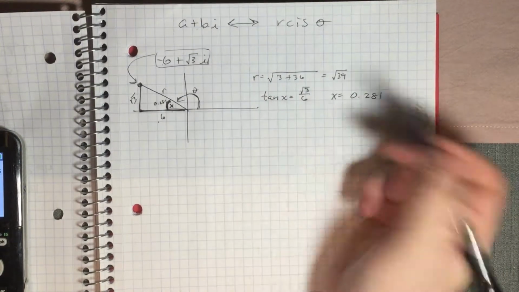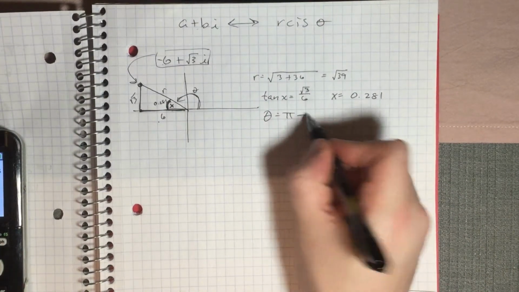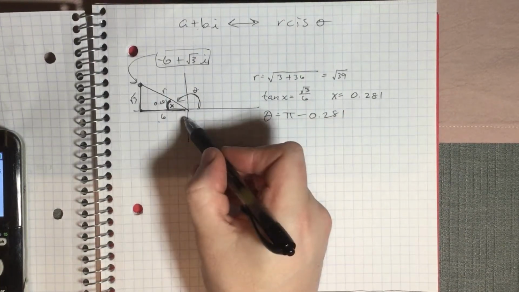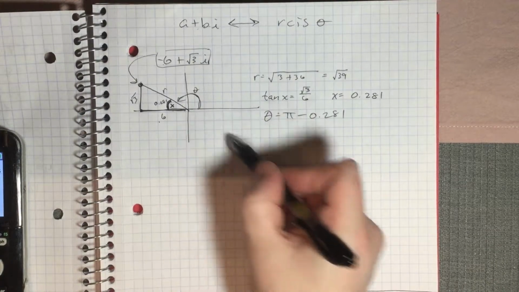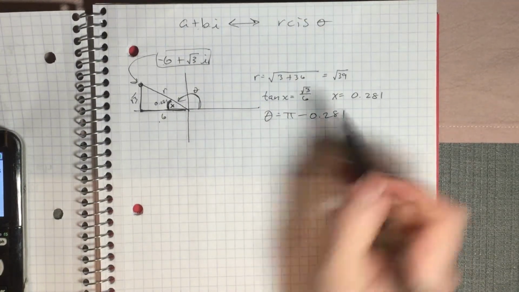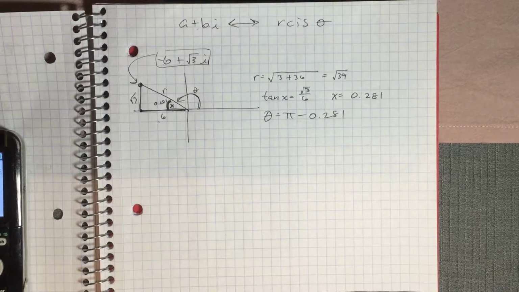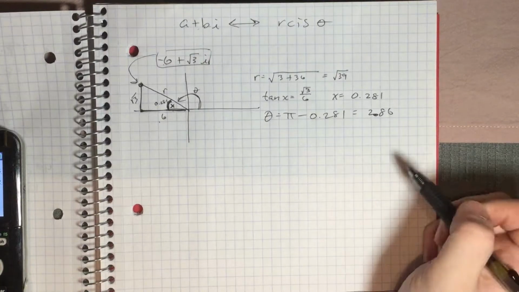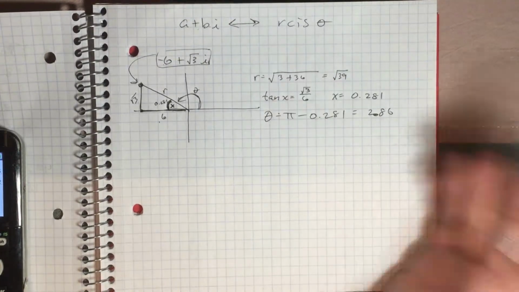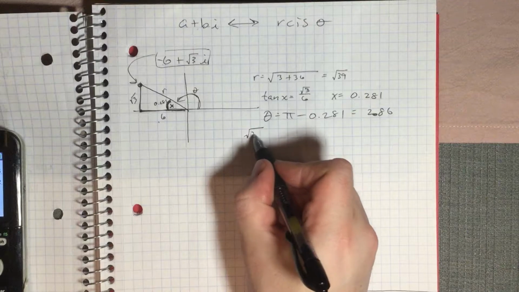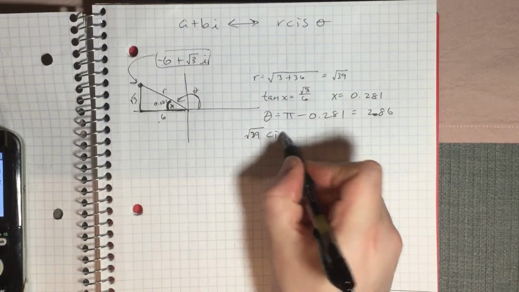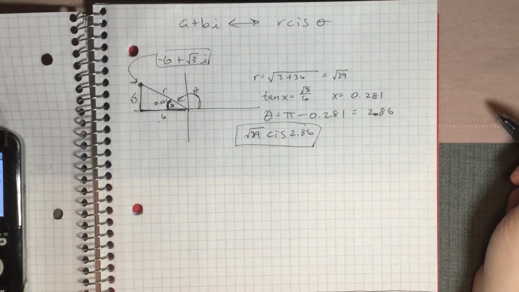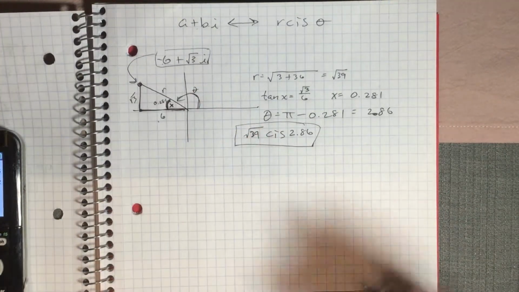So to find theta, all we have to do is pi minus 0.281 because our angle's in the second quadrant. If we were down here in the third quadrant, we would do pi plus. If we were over here in the fourth quadrant, we would do 2 pi minus, but here we are. So we'll do pi minus that answer, and I get 2.86. So that's my theta. So the r cis theta form is easy. Here's my r, square root of 39, cis, here's my theta, 2.86. That's all there is to it. No matter what the numbers are, that's how it works.